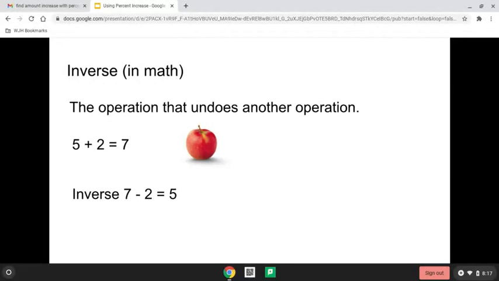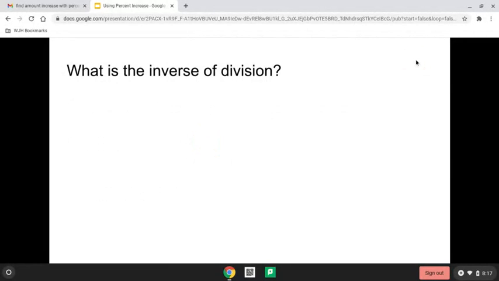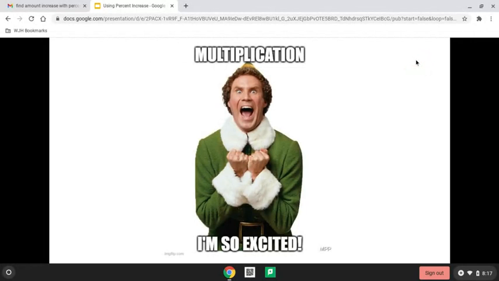Now that might make you mad, but it would be a great example of having an inverse operation happen in real life. Now let me ask you, what do you think is the inverse of division? If you said multiplication, you are correct. And yes, you should be excited about that.